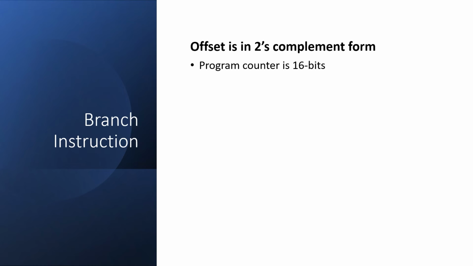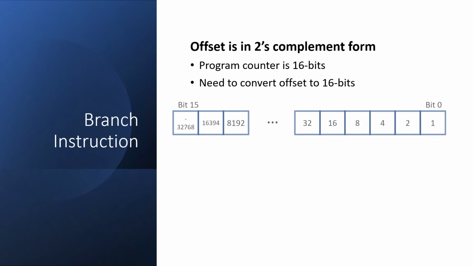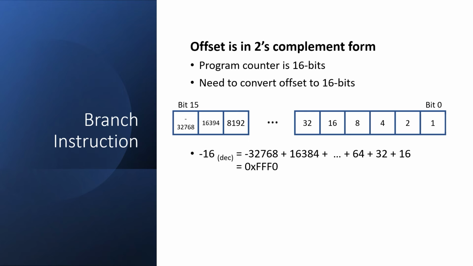But in 6502, the program counter is 16 bits. So to add the offset in 2's complement form, we need to convert it to 16 bits also. For a 16-bit number in 2's complement form, we assign the top bit the value of minus 32768. So to represent minus 16 decimal in 16-bit form, we start with minus 32768, then add 16384, and all of the powers of 2 down to 16. So now, minus 16 is FFF0 in hexadecimal.